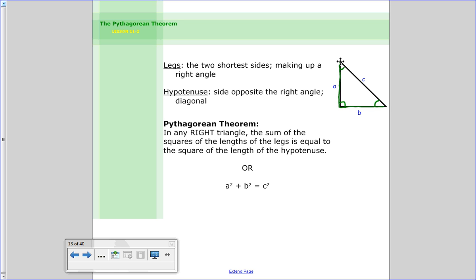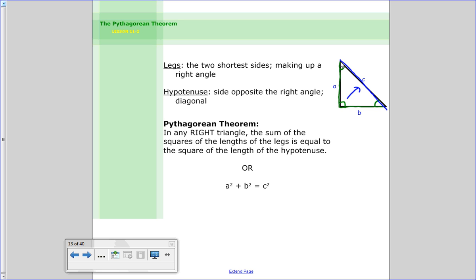And then the side opposite that right angle, the diagonal, is considered the hypotenuse. So we're going to use those in order to do the Pythagorean Theorem. The Pythagorean Theorem states that in any right triangle, so it has to be a right triangle, it can't be an acute or an obtuse triangle, the sum of the squares of the lengths of the legs is equal to the square of the length of the hypotenuse.